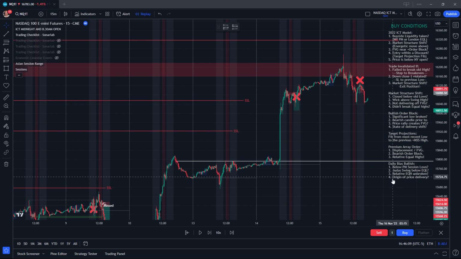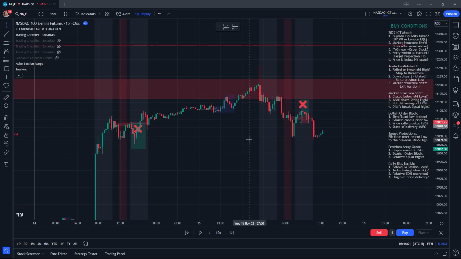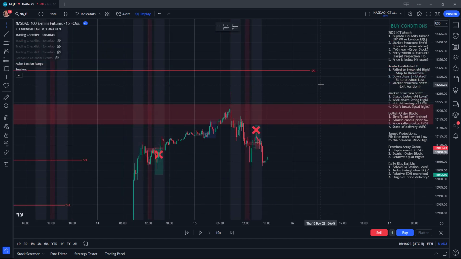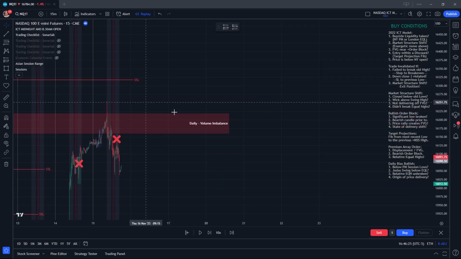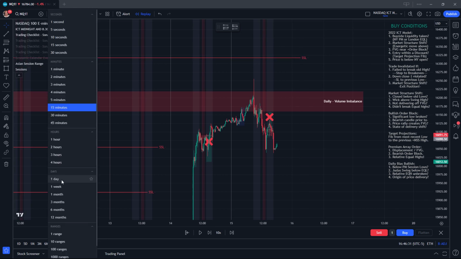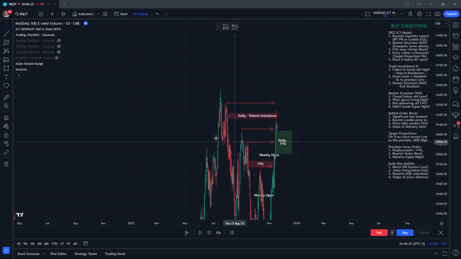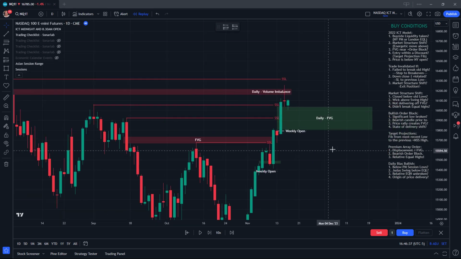And I've added a new concept I want to try and pay attention to, looking at the origin of price delivery. So, for example, this red box here is a daily volume imbalance. If we go to the daily chart here, what we should be doing is looking at, we've got some stuff here.